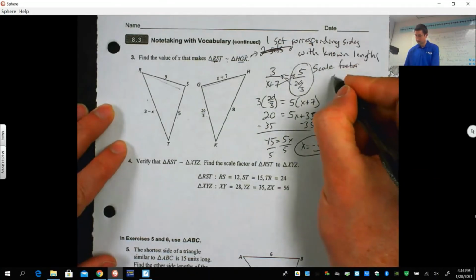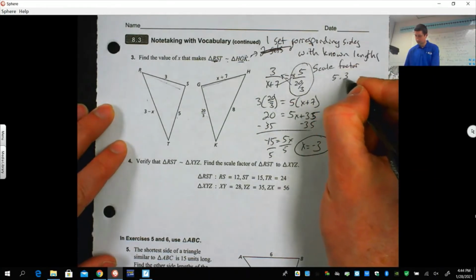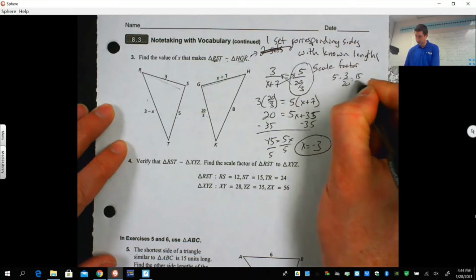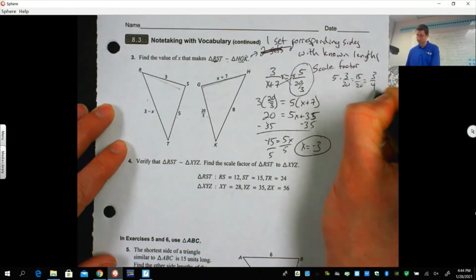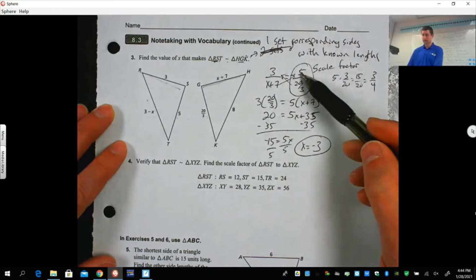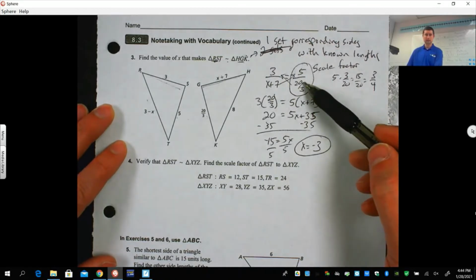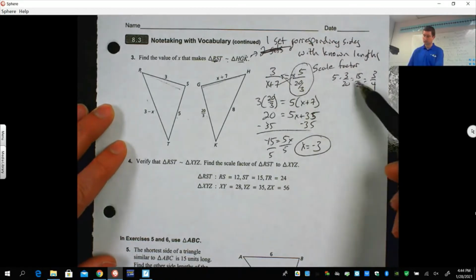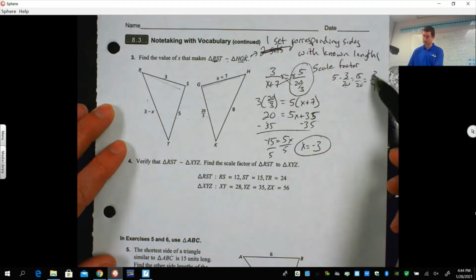5 divided by 20/3, that is 5 times 3 over 20. That's 15 over 20, which is 3/4. Okay? A number divided by a fraction is the same as the number times its reciprocal. The reciprocal of 20 over 3 is 3 over 20. So our scale factor is 3/4.